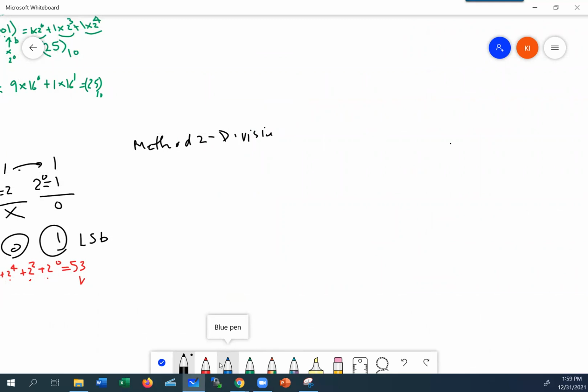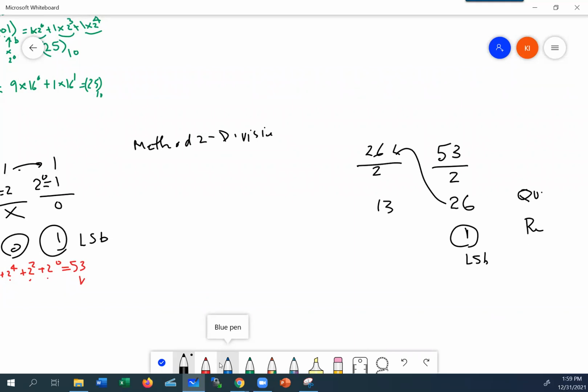So you come here, you put the 53 in here, you divide the 53 by 2, and you write the quotient as the result of the division, and the remainder. If I do the division, I get 26 as the quotient and a remainder of 1, and that becomes my least significant bit digit. And I'll take the 26 up here and divide it by 2 again, and this time I get a 13 with a remainder of 0, so that's my next digit.